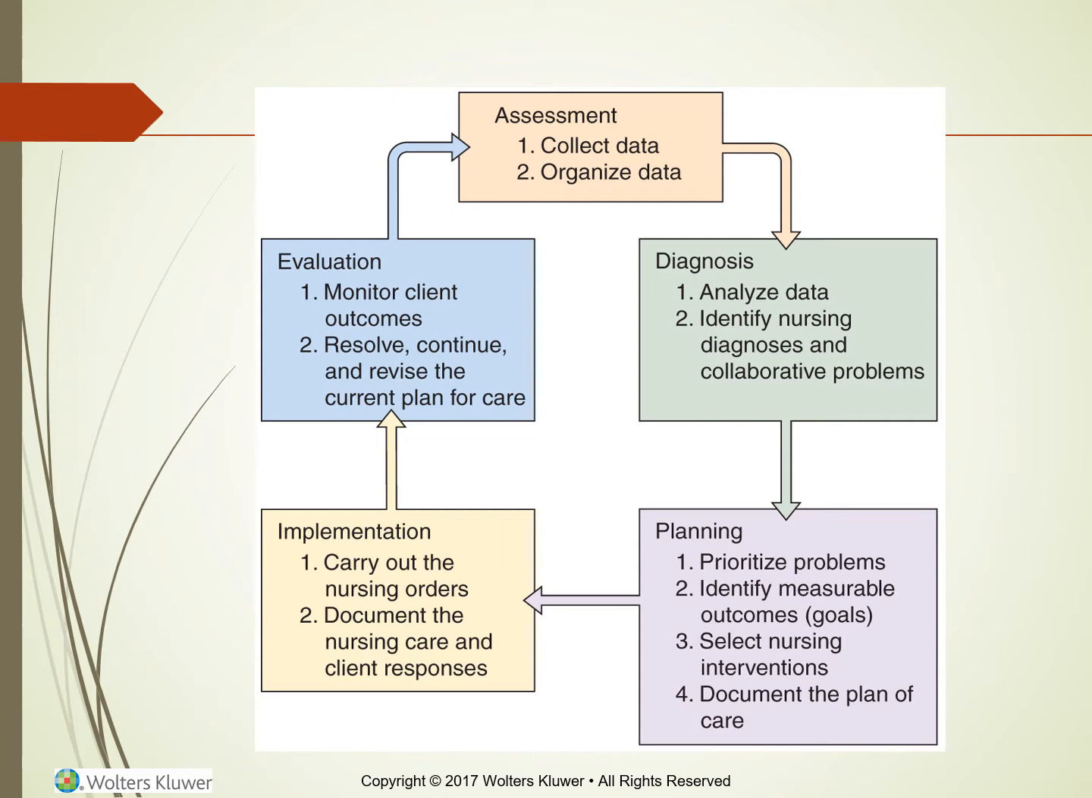As you can see by this diagram, first is the assessment: collect data and organize data. Second is diagnosis: analyze the data and identify nursing diagnoses and collaborative problems. Planning is next: prioritize the problems, identify measurable outcomes, which are goals, select nursing interventions, document the plan of care. Then implementation, which is carrying out the nursing orders, documenting the nursing care and the client responses. And finally evaluation: monitor client outcomes, and resolve, continue, and revise the current plan for care.